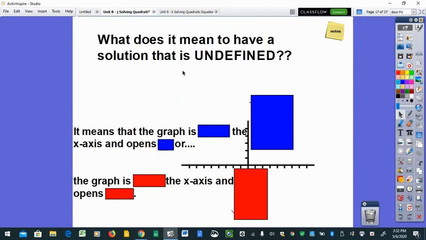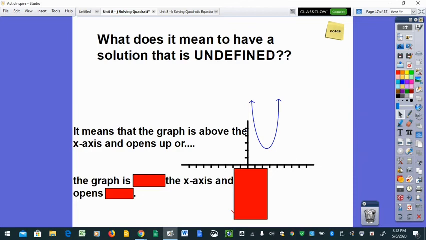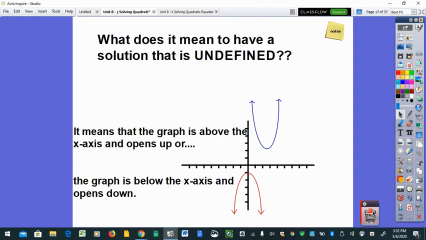So what does it mean to have a solution that is undefined? Basically it means that the graph is above the x-axis and opens up. So if you had a picture like this, that would give you an undefined situation. Or the graph is below the x-axis and it opens down, something like this. And that's where you get the undefined.